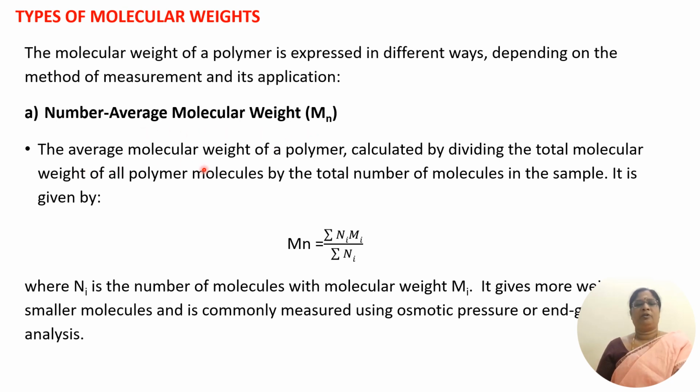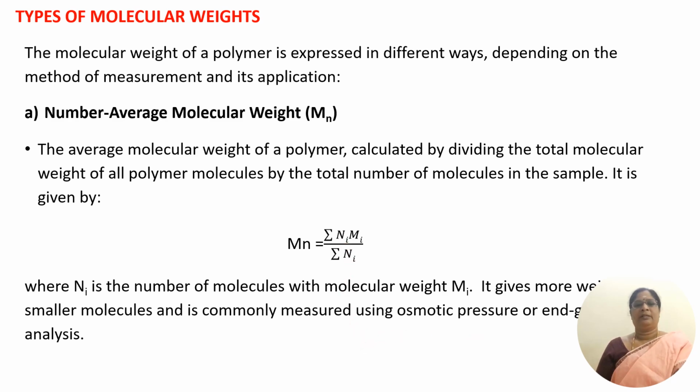The average molecular weight of the polymer is calculated by dividing the total molecular weight of all the polymer molecules by the total number of molecules in the sample. It is mathematically expressed as summation of NiMi by summation of Ni, where Ni is the number of molecules with a molecular weight Mi. It gives more weight to small molecules and it is commonly measured using osmotic pressure or end-group analysis.